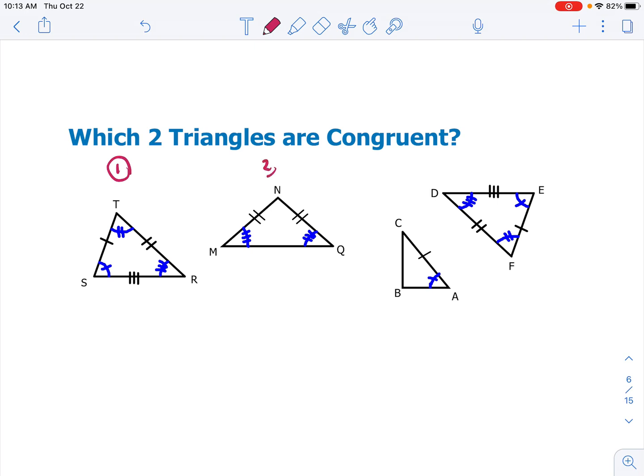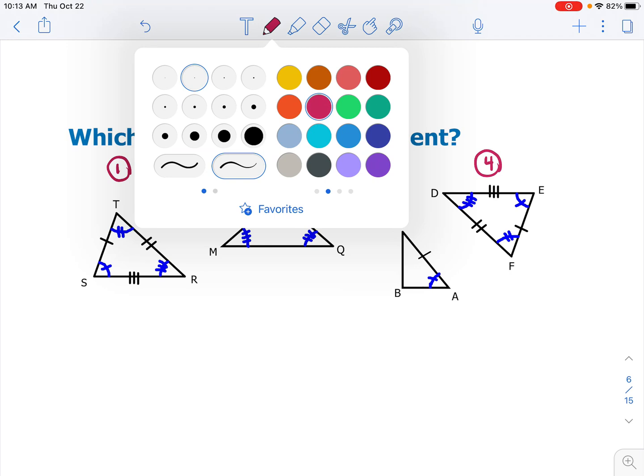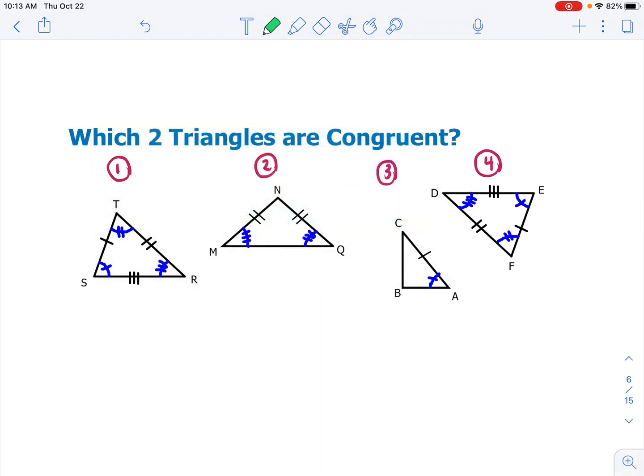So I'm going to label them 1, 2, 3, and 4 for now, so we can see which 2 are going to be congruent. So let's start here. In triangle number 1, notice how we have a single tick mark. And triangle number 2, we don't have a single tick mark. Okay, so those 2 are not congruent. But for triangle 3, we do have a single tick mark, so they could be congruent. But notice how the angles in triangle 3 don't match up with the same tick marks that we have in triangle 1. So that one wouldn't be congruent.